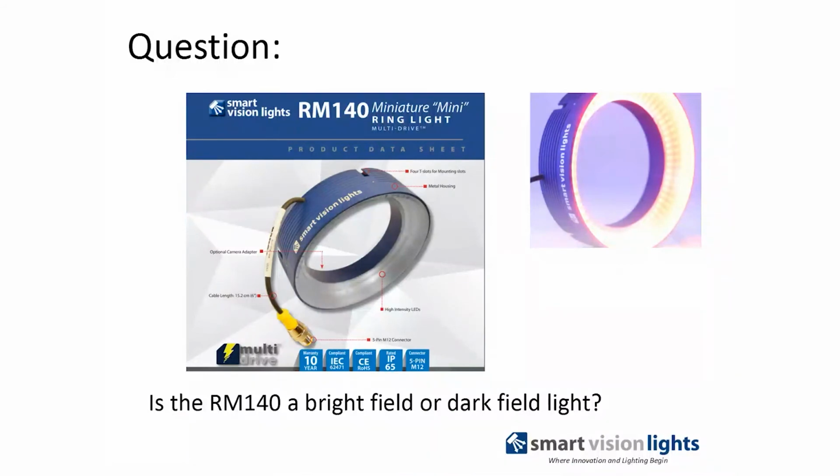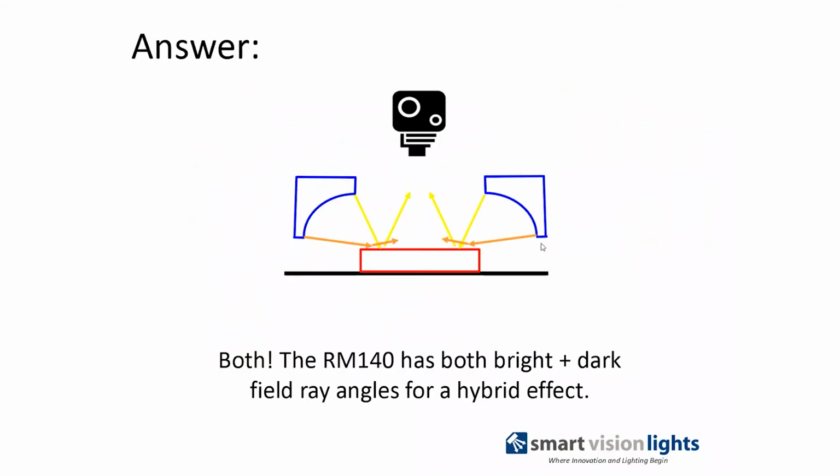So one other question I'd pose to the group here: Smart Vision Lights has a very common series of ring lights called our mini ring lights, RM140, and there's a smaller RM75. This light works in a lot of different situations, but is this kind of ring light a bright field or a dark field ring light? The answer is it's not purely either.